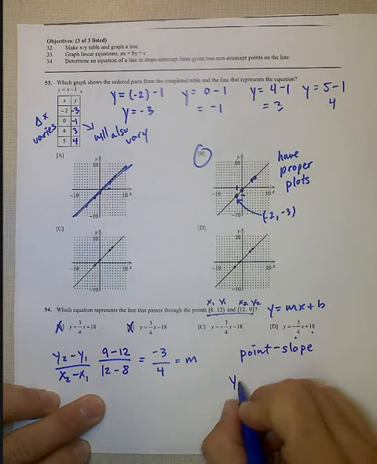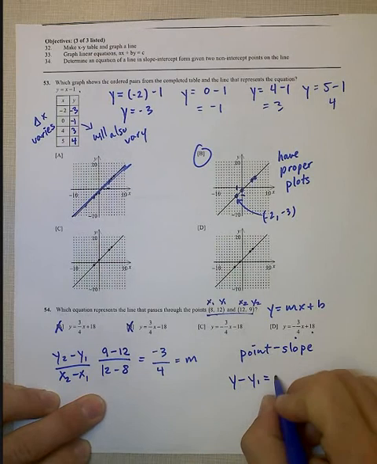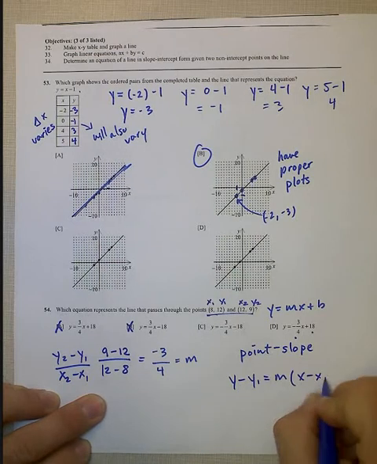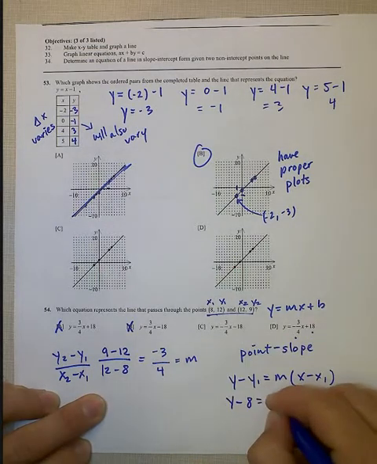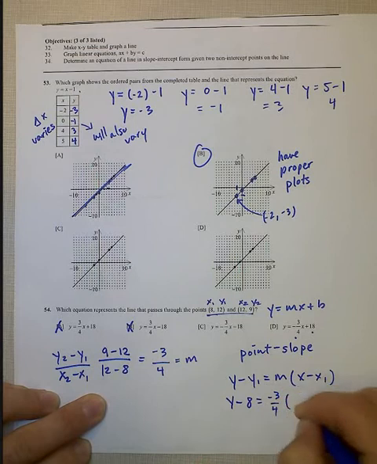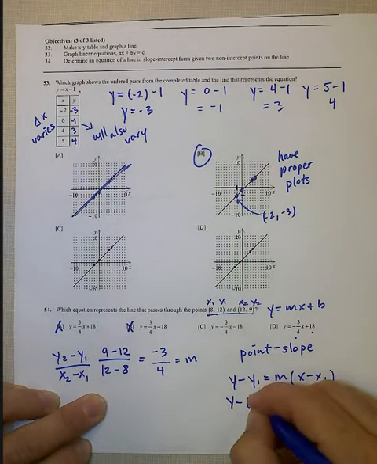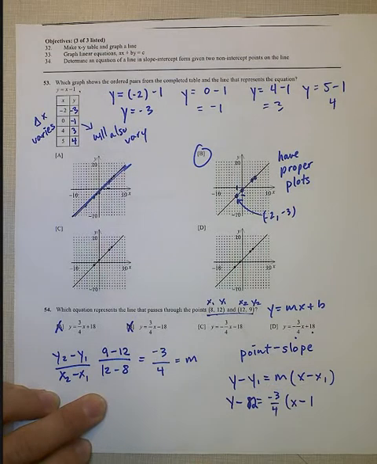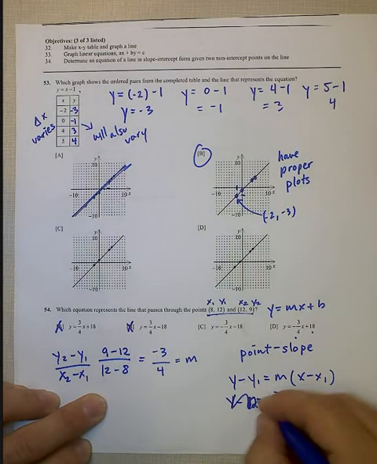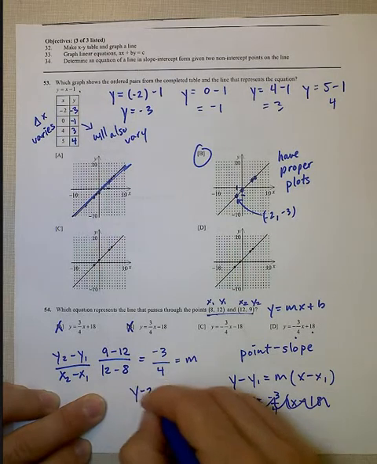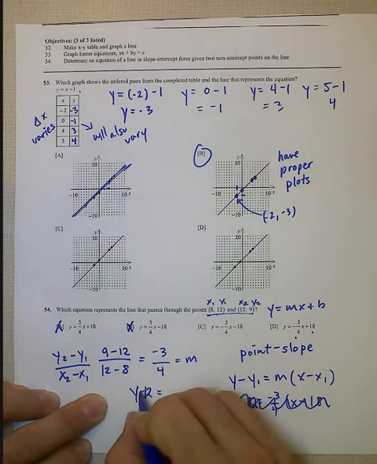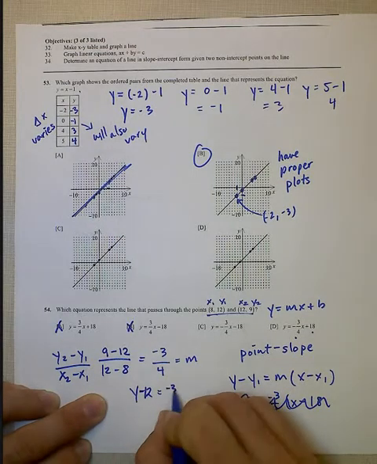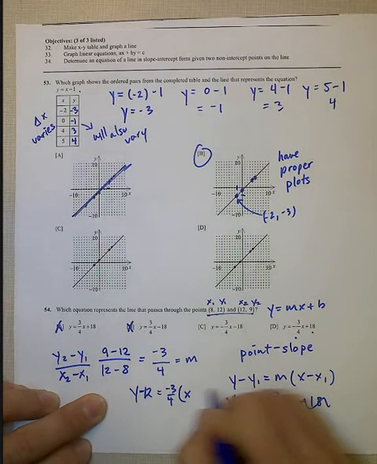Y minus y1 is equal to m x minus x1. Y minus 8 is equal to -3 over 4. X minus, actually this should be our 12. This should be our 8. Let's draw that again. Y minus 12 is equal to -3/4 x minus 8.